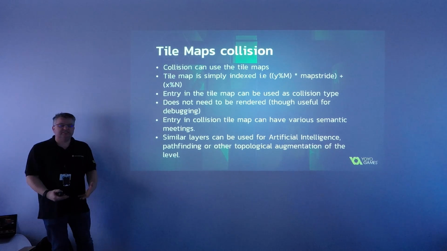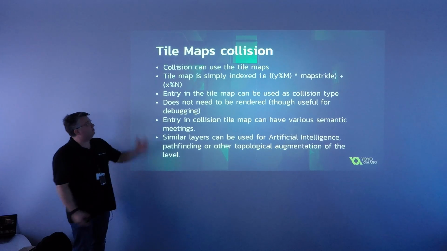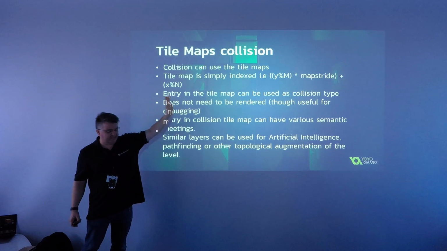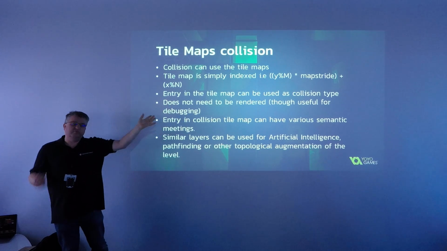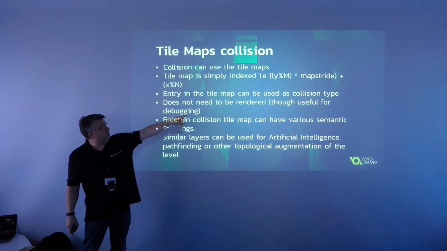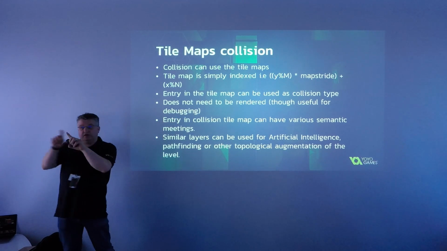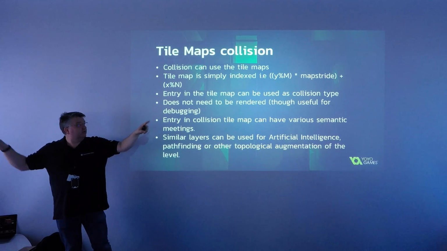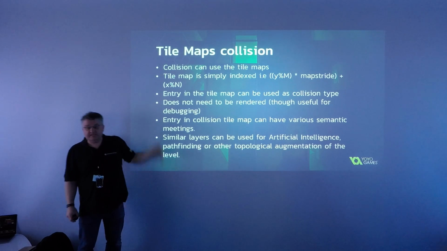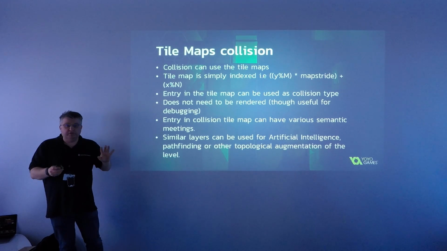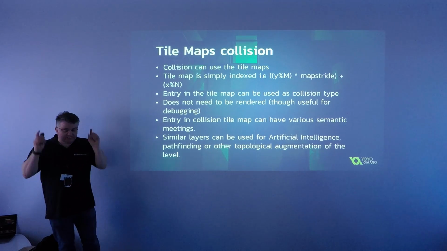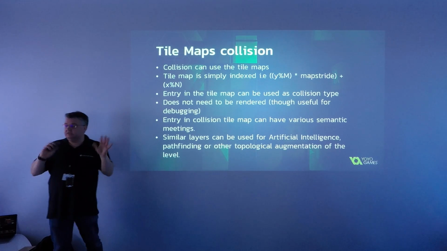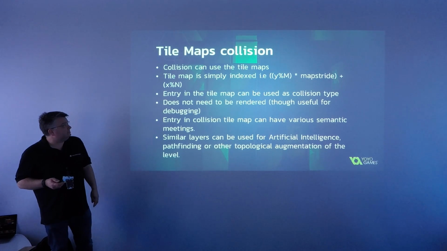Tile maps are easily indexed. They are very simple. That's the equation up there. You can get your Y, you divide, you do a mod on it with N, and you have a map stride, which is simply how many things across it actually is, plus X modded by N as well. So it's very, very simple, and you can easily index straight into the tile map. We give you a couple of functions to do that: tile map get at pixel, and tile map get at.